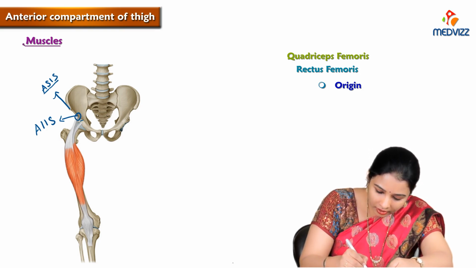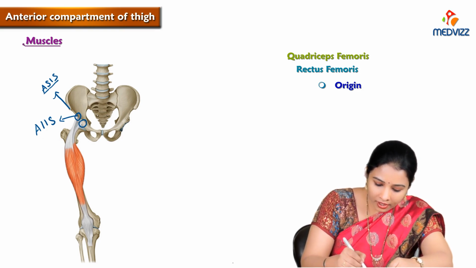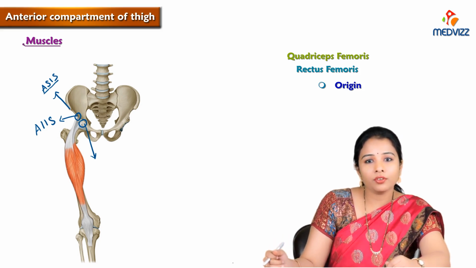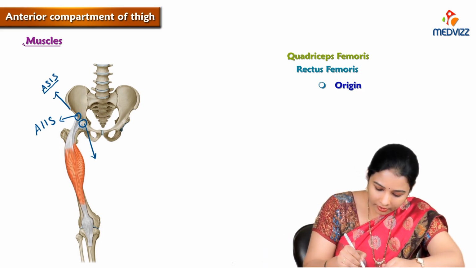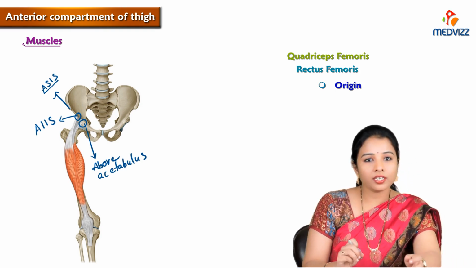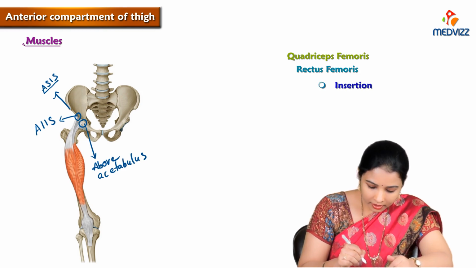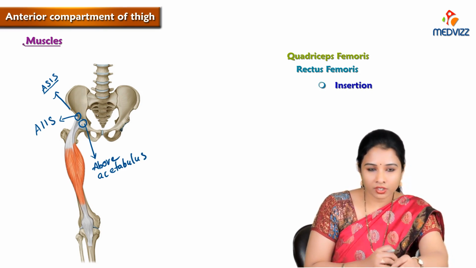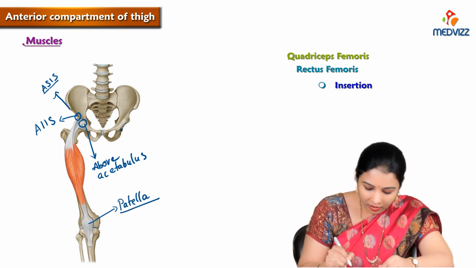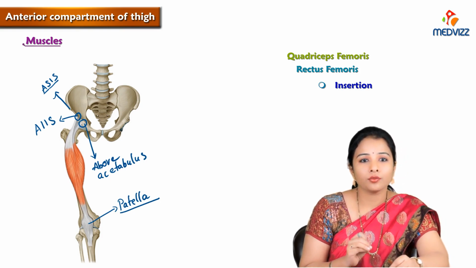One more head is the reflected head. Reflected head, it gets origin just above the acetabulum, inferior to the inferior gluteal line. So the area above acetabulum, from the lateral surface of the ilium. Both the heads, they converge and they get inserted along with the other tendons of the quadriceps femoris into patella. So the patella is a sesamoid bone which develops within the tendon of quadriceps femoris.